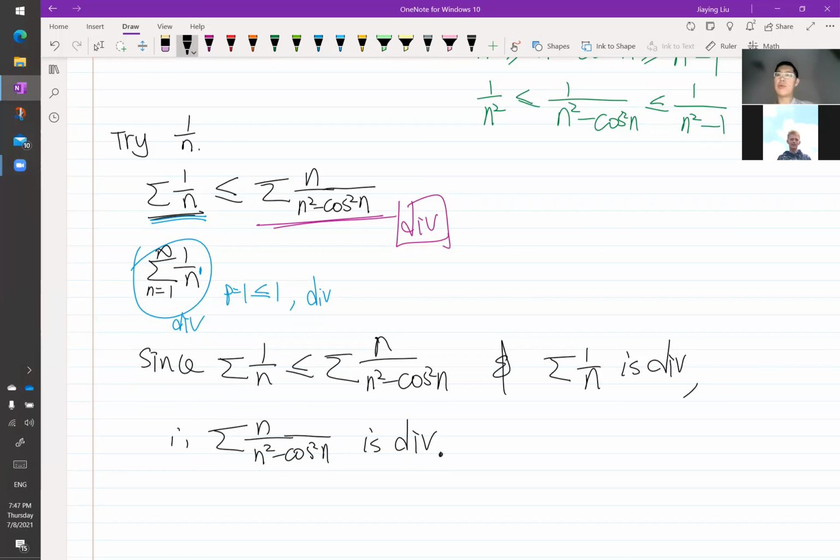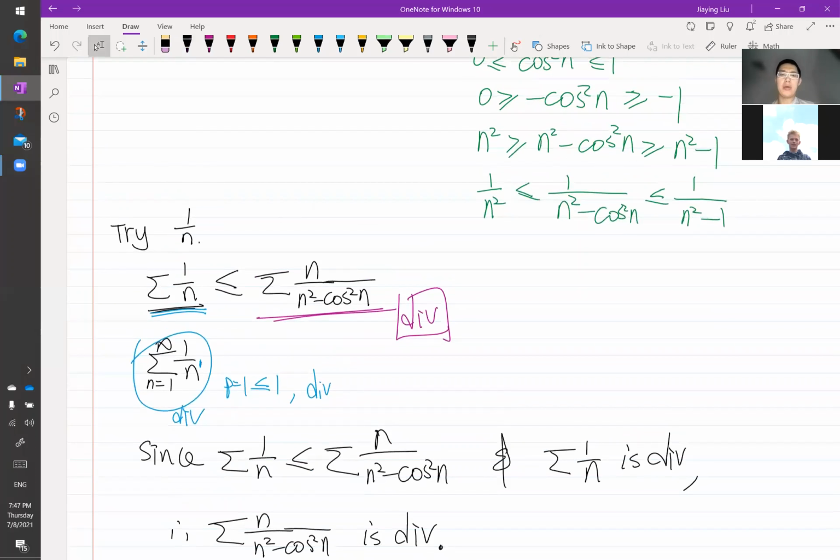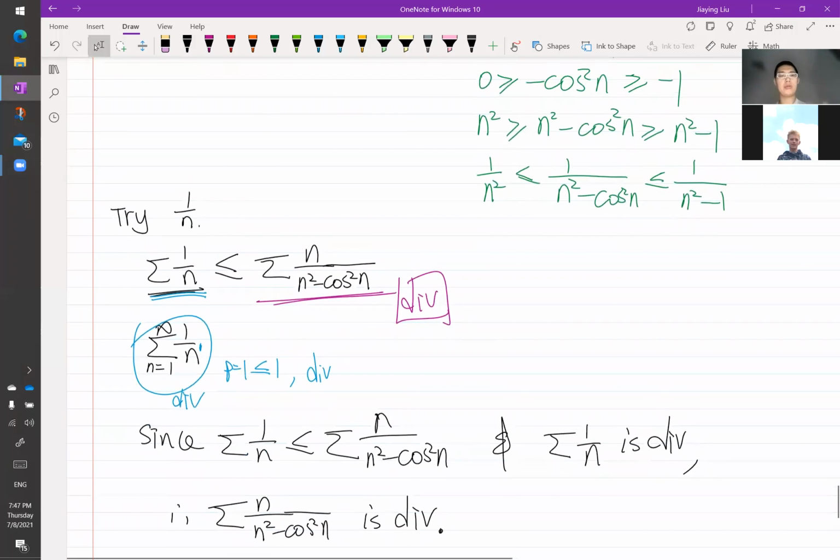You probably wonder, can we use the other one? I think if you use the other end, you end up with a bigger series that is divergent. But because it's on the higher end, if you get a divergent series, you cannot conclude something about the lower series. So even if you try the other function, it will be inconclusive.